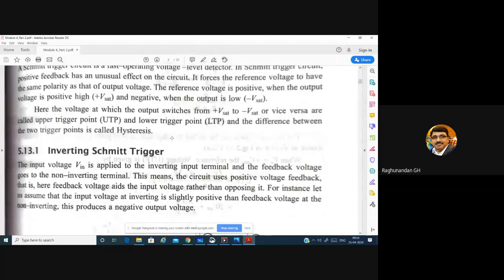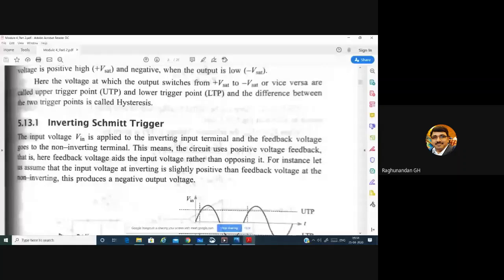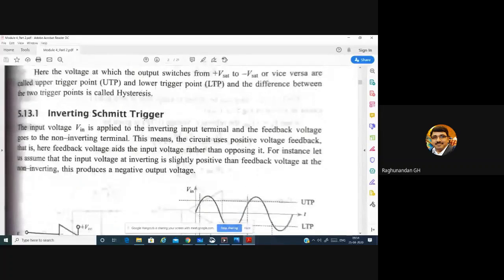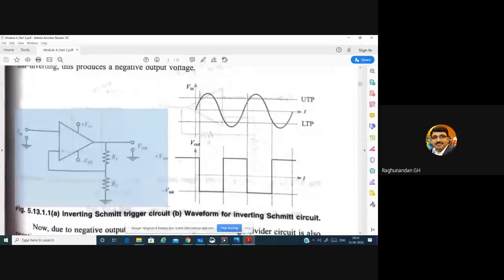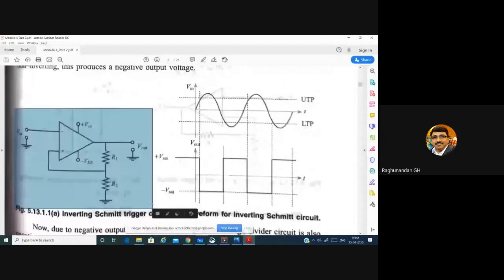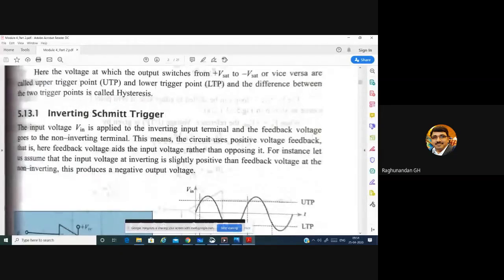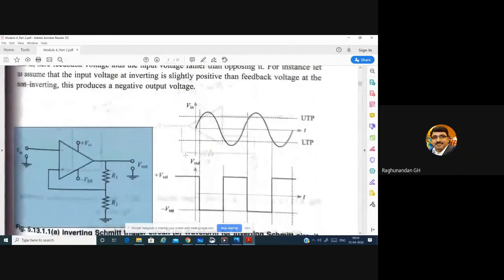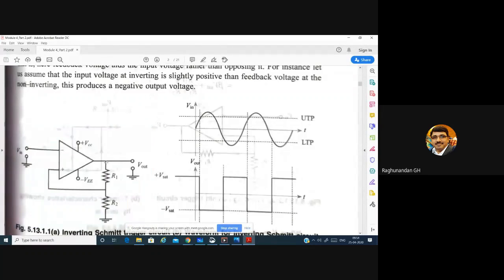Coming to the first one, the inverting Schmitt trigger. Here we have two to three varieties of inverting Schmitt triggers. In the first one, since it is an inverting Schmitt trigger, the input has to be given to the inverting terminal. The speciality here is that you will be giving the feedback to the positive terminal.